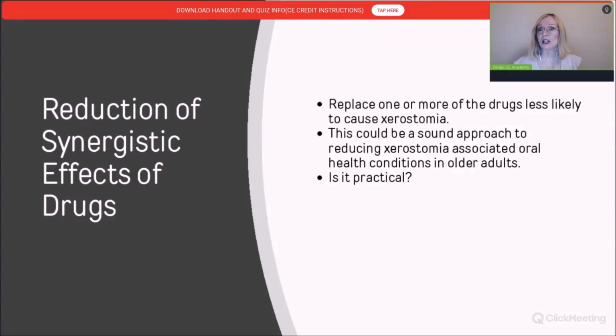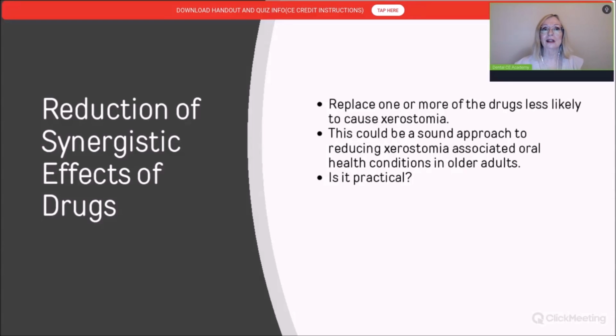Now, we could reduce the risk here, or the effects, excuse me, of xerostomia by replacing one or more of these medications. Sounds like a really sound, practical approach. Is it practical? No, it's not in most cases. Why? Because many of these patients that are on these medications that are stabilized, the physician is going to be less likely to start playing around with these medications because the poor patient doesn't have enough saliva.